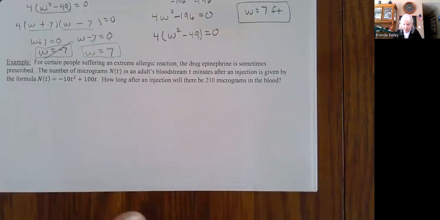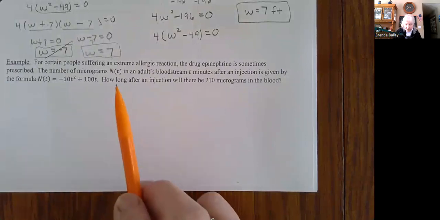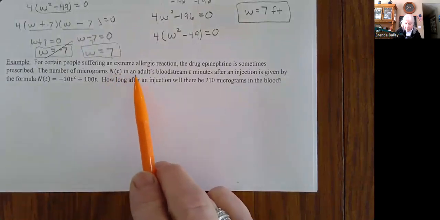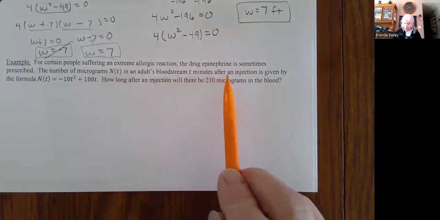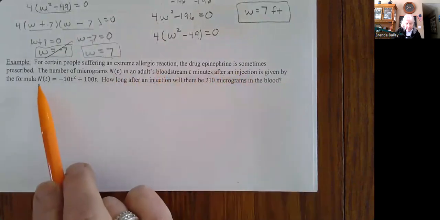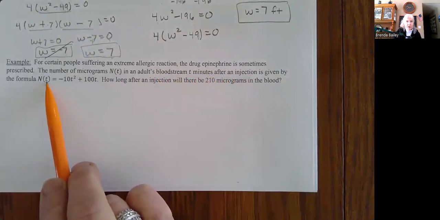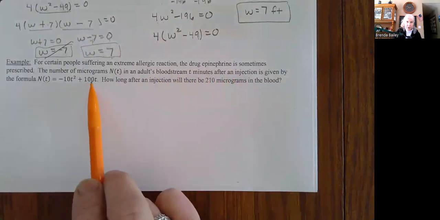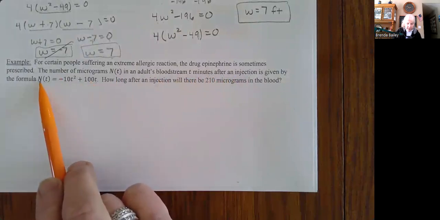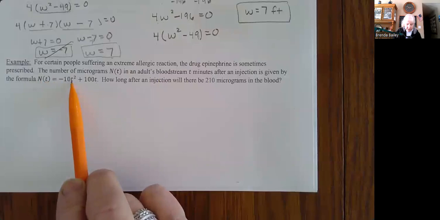All right, for certain people suffering an extreme allergic reaction, the drug epinephrine is sometimes prescribed. The number of micrograms in an adult bloodstream T minutes after an injection is given by the formula N of T. This T just tells you that your equation is in terms of T. That's the only variable you've got. And N represents the number of micrograms, and T is minutes.